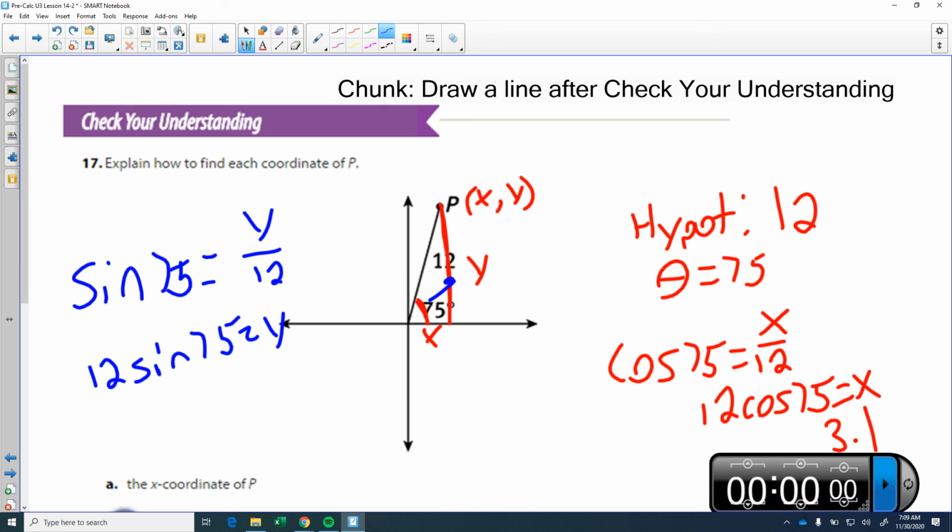And if I work that out, got to plug that into the calculator, which is about 11.6. So I can find these values using my reference triangle and understanding that I can use my trig to really work out each and every one of these.